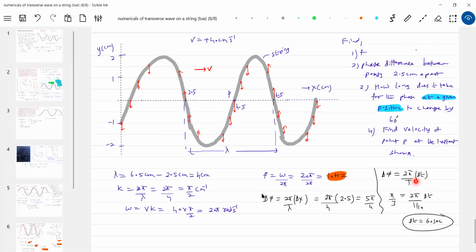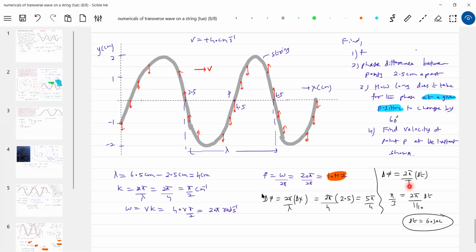Go back to SHM. If it completes one oscillation, tell me how much phase it will gain? 2 pi radian. For one oscillation, what is the time period it will take? Capital T. So right here, capital T, 2 pi. If it moves from mean to extreme, what is the time it will take? T by 4, substitute here T by 4. So how much phase will it gain? From 0, the phase will become pi by 2. Then again it returns back, pi, 3 pi by 2, 2 pi.